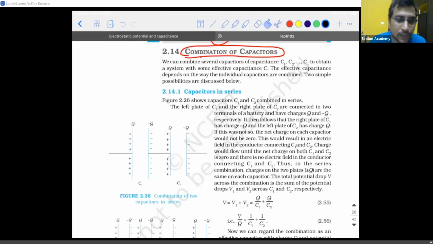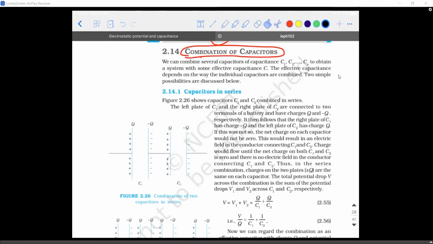Without dielectric and with dielectric, right? Then we went to the concept of combination of capacitors, right? So any doubt from the previous class? Any topic you didn't understand, you want me to repeat? Is there anything like that? No, sir. Okay, everything is clear, right?